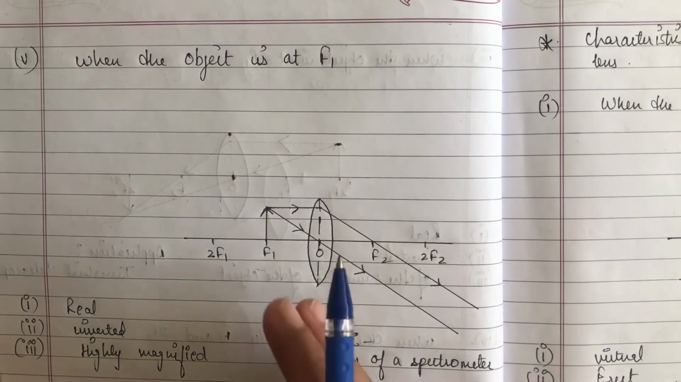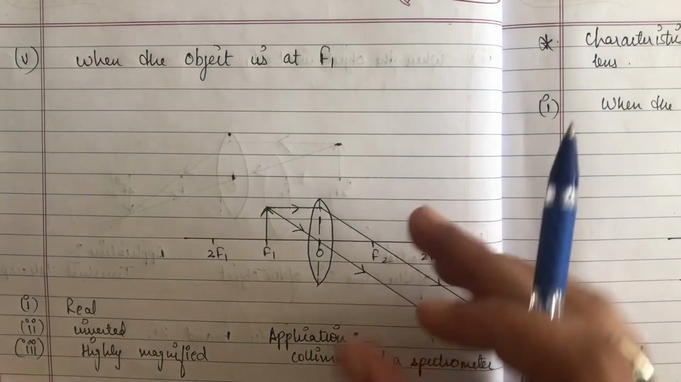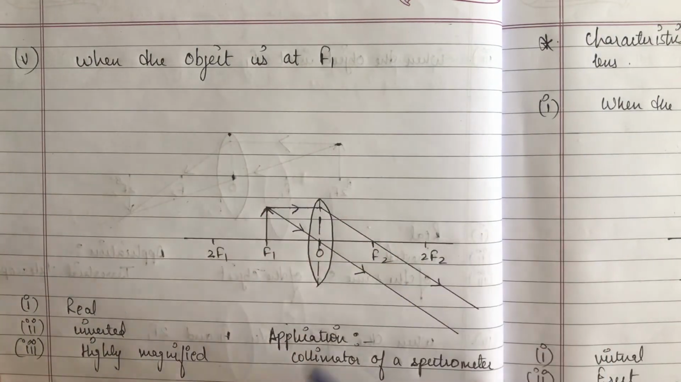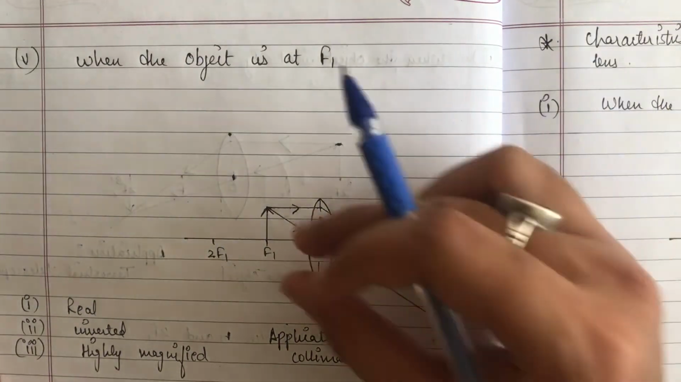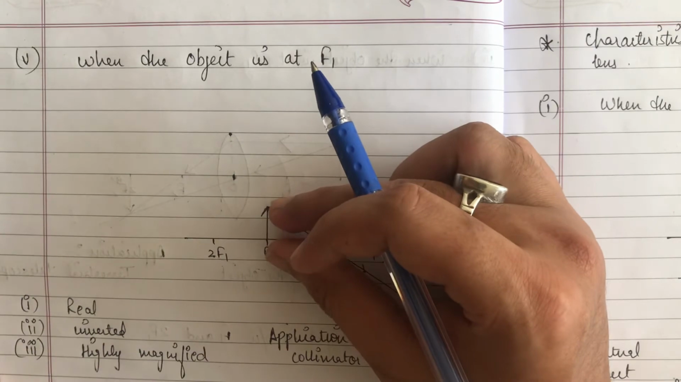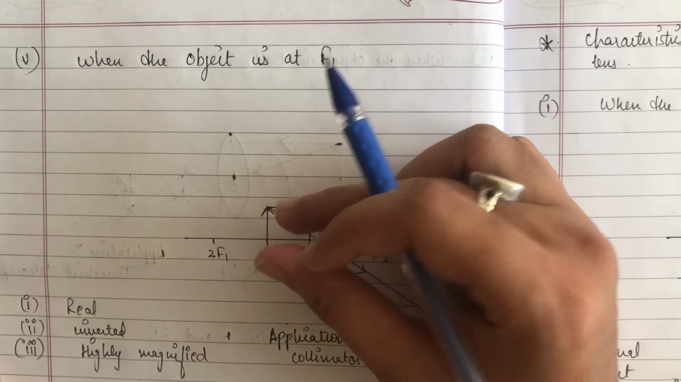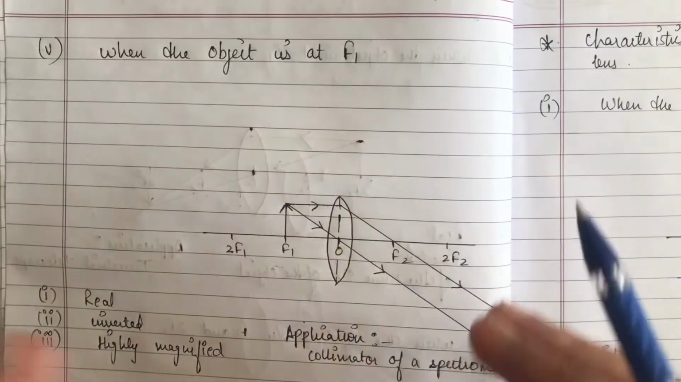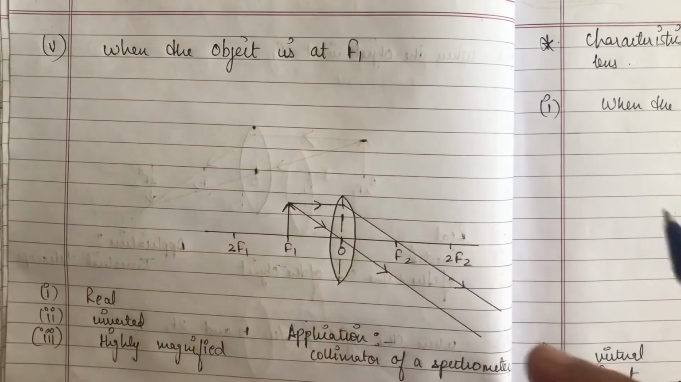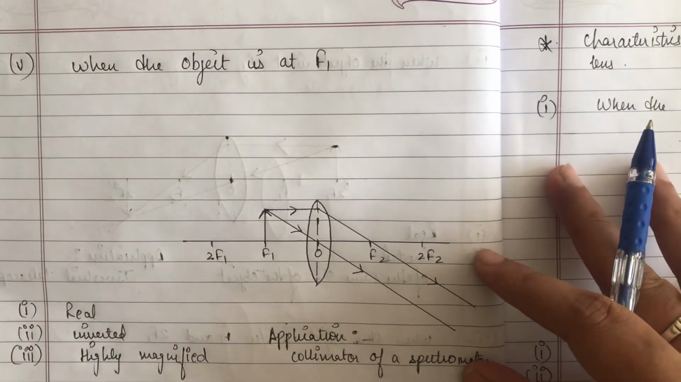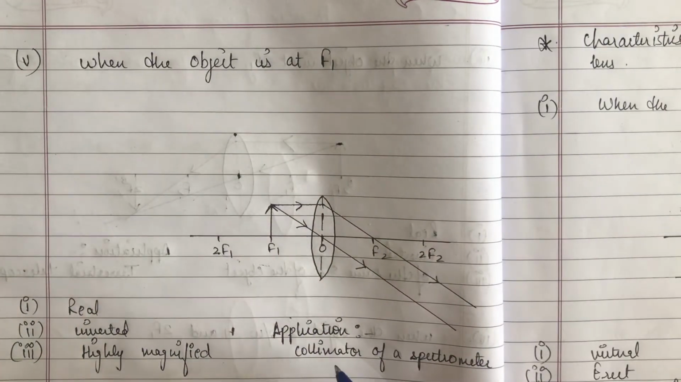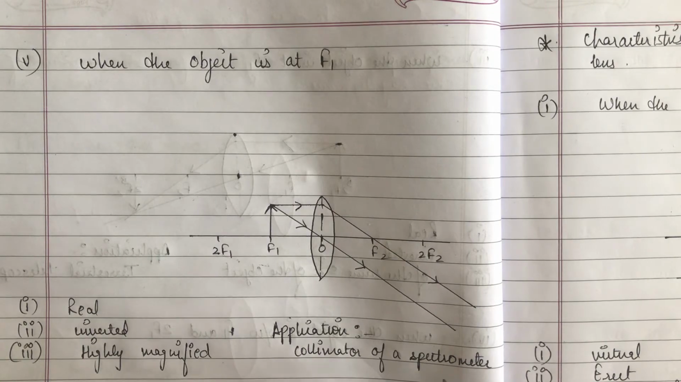We can say that the nature of the image will be real. Okay, on this side of the lens it is inverted, it is going to be inverted and highly magnified, because the size of the object is over here this much, but at infinity the size will be very big. Okay, when these rays are going to meet at infinity. Okay, now application: this is used in the collimator of a spectrometer. Okay, quite important.